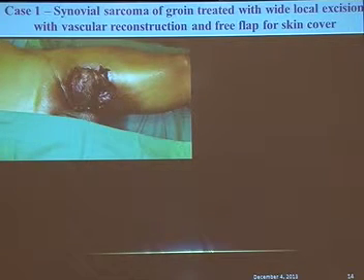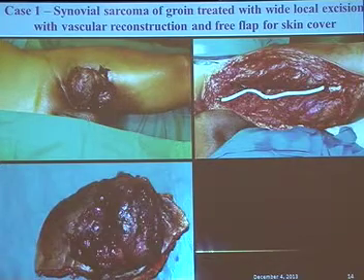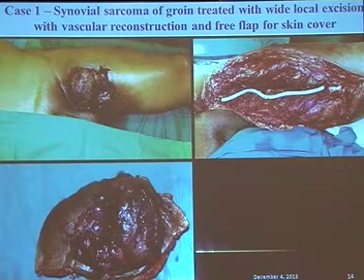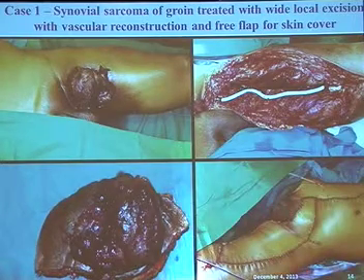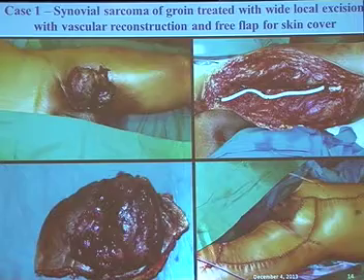This was a recurrent synovial sarcoma of the upper thigh, which was infiltrating the femoral artery. So the tumor was excised along with the femoral artery and reconstructed with a PTFE graft. The resultant defect was reconstructed with a rectus abdominis muscle flap.